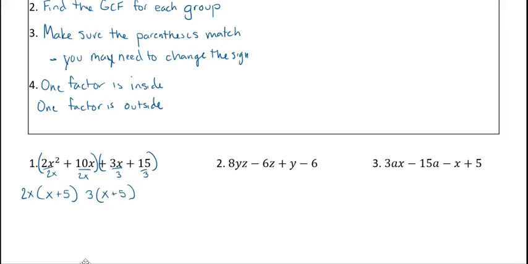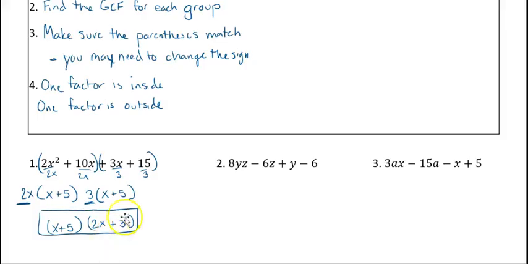Okay, now we got what we want here. When we factor by grouping, we want our two parentheses to match. So they both say x plus 5, so we are good to go. So for my final answer, one factor is the inside. What's inside the parentheses? X plus 5. Okay, the other factor is the outside. So what's outside the parentheses? Okay, 2x, and that's a positive 3.